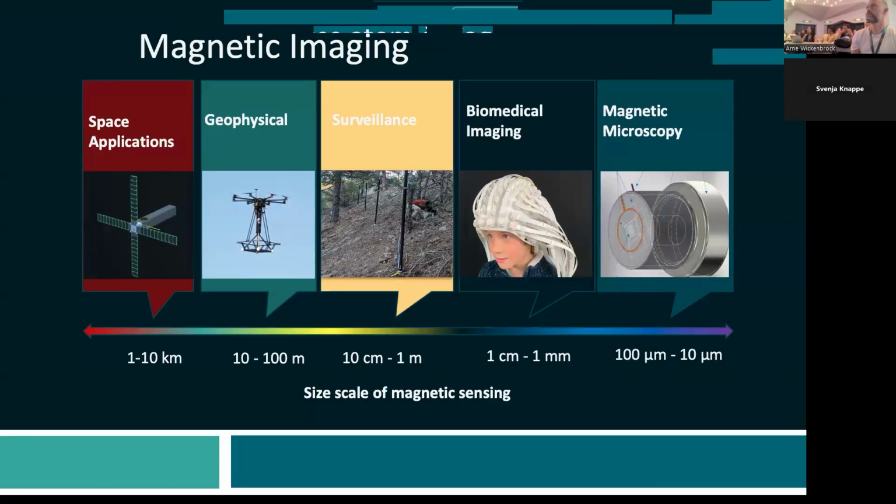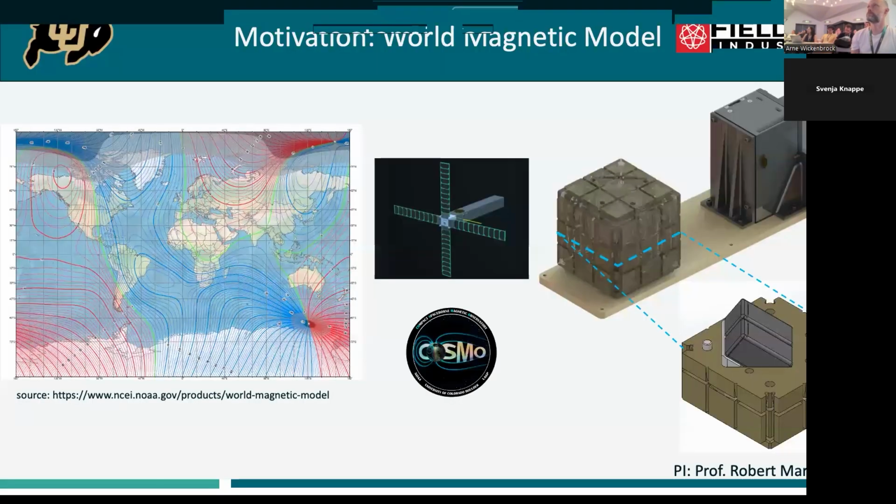So here are some of the magnetic imaging applications I'll tell you about today. I have plotted them as a function of the size scale of that magnetic imaging application, going from tens of kilometers as we look at space applications to tens of microns for microscopy applications. And I'll talk to you about a few of these. So let's start with space applications.